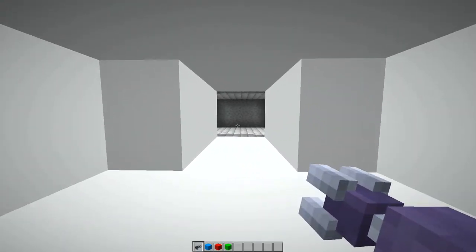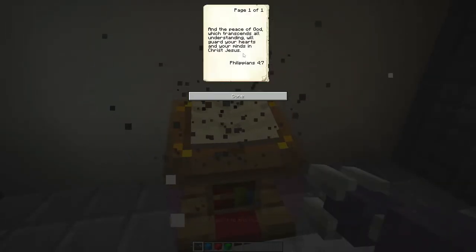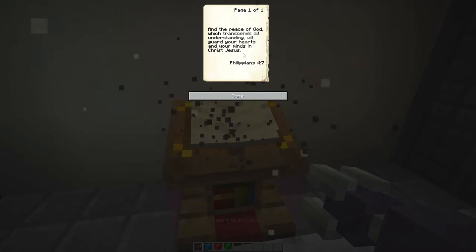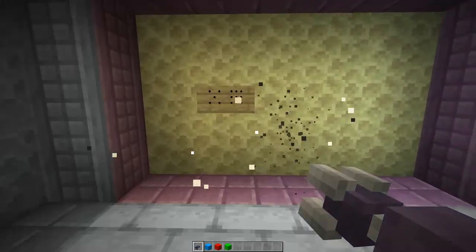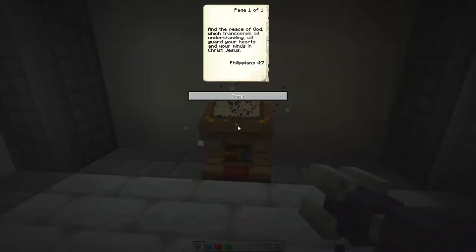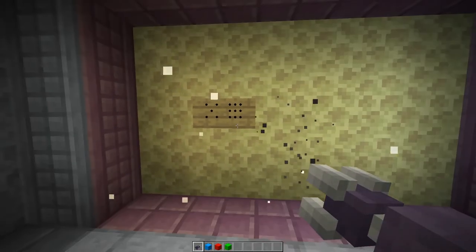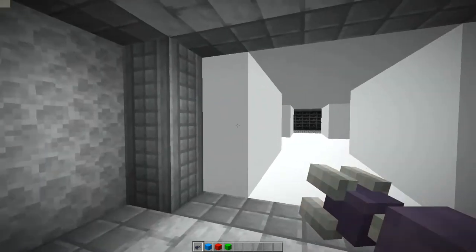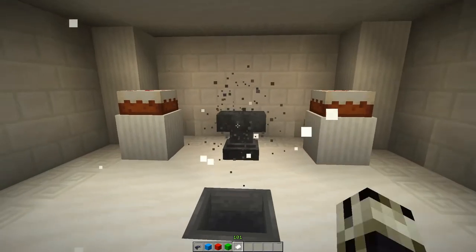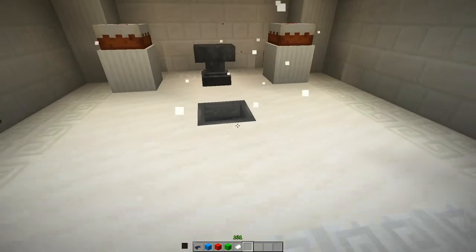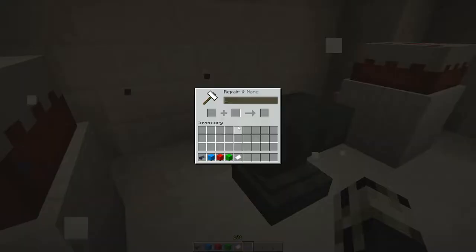Oh, and the peace of God, which transcends all understanding, will guard your hearts and minds in Christ. Philippians. Oh, what's this? Dash, dash, dash. Her name.